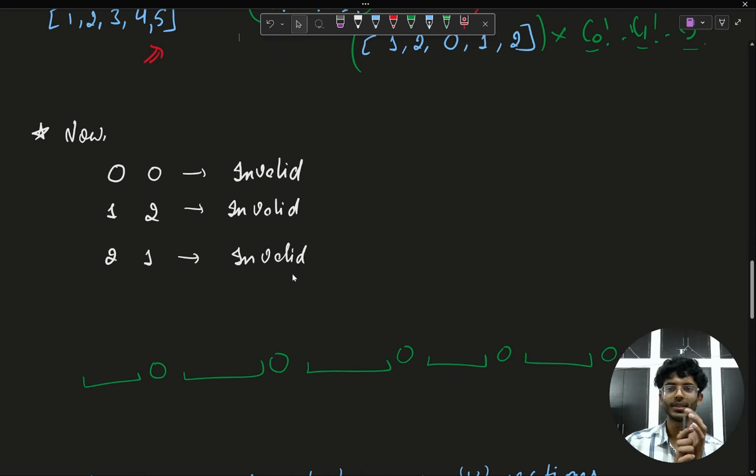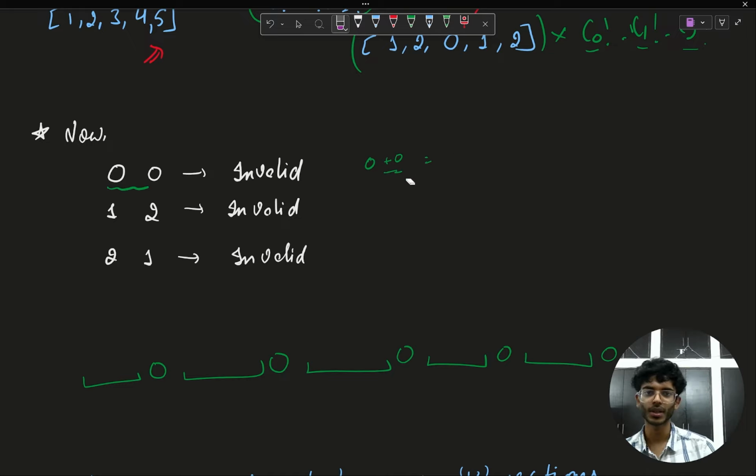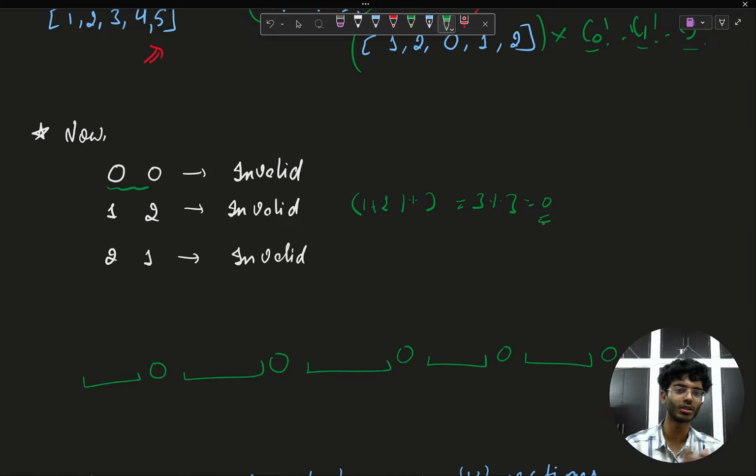Now let's consider this transformed array. We only have zeros, ones, and twos, right? So we know that 0, 0 cannot be together because it's going to be invalid, because 0 plus 0 modulo 3 is equal to 0. Now this 1 plus 2 is also going to be invalid. Why? Because 1 plus 2 modulo 3 is 3 modulo 3, which is 0. So this is also invalid. And the last case obviously is also invalid.